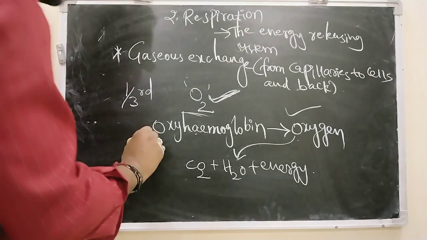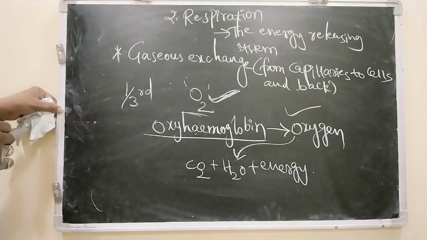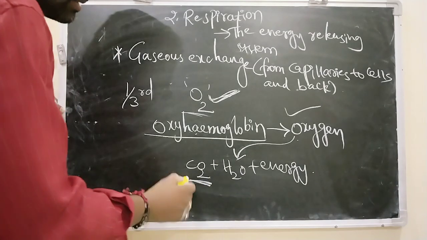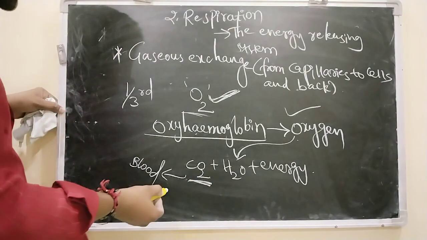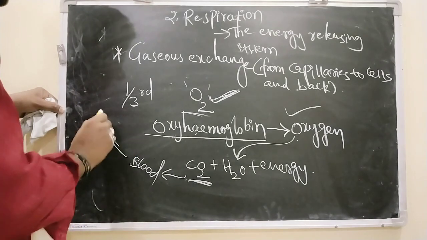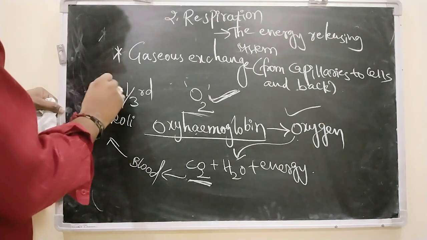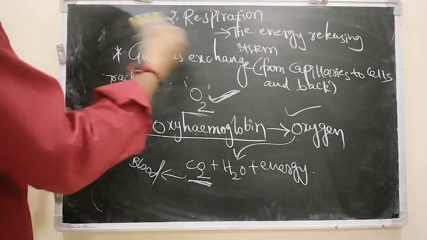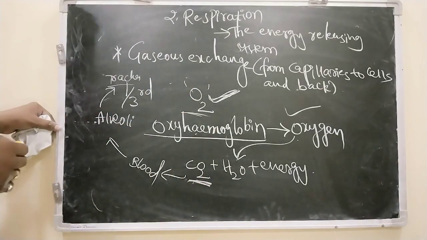For this purpose, oxyhemoglobin releases oxygen to continue the reactions, and the carbon dioxide released from cells now enters into blood, meaning blood capillary, from blood capillary to alveoli, from alveoli to bronchioles, bronchus, trachea, in reverse order. Okay, the reverse pathway, and the carbon dioxide is sent outside.